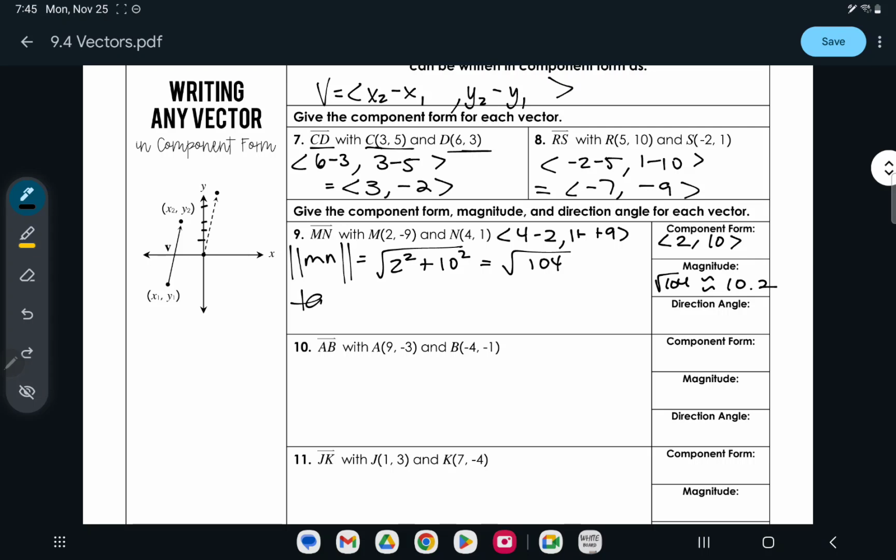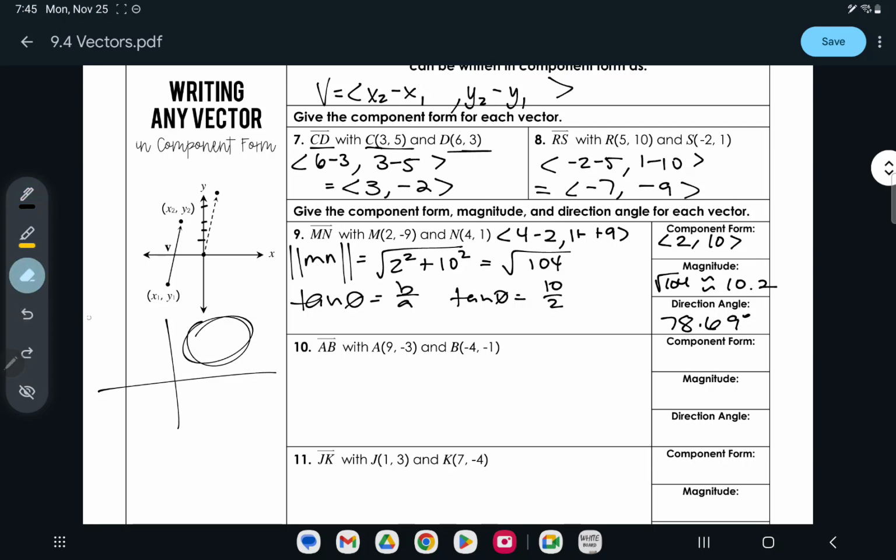The direction angle, remember, is tangent theta equals b over a. So tangent theta is 10 over 2, which is just 5. So inverse tangent of 5 is going to give me 78.69. And we can check to make sure I don't have to add or subtract the 180, because 2, 10 would put us in quadrant 1. So 78 is going to be in quadrant 1 as well. So we are good there. Okay.